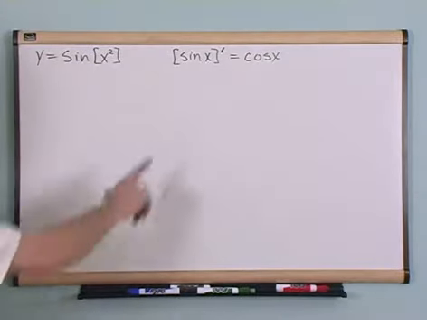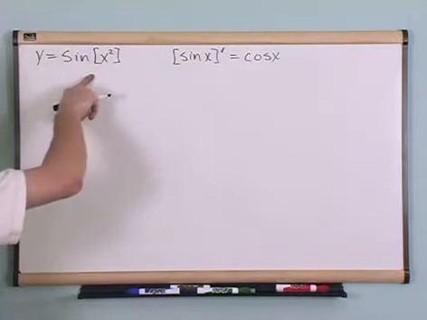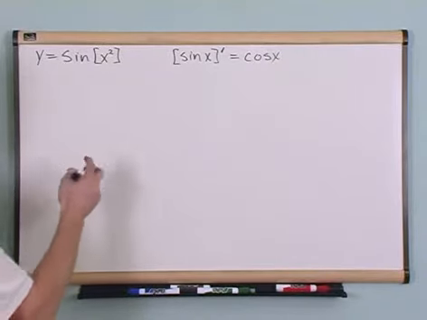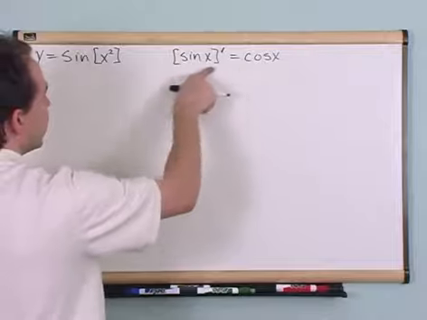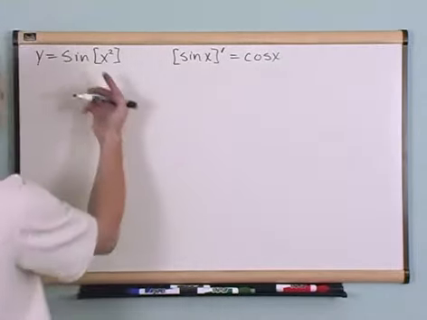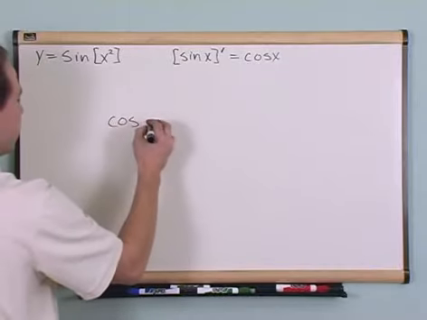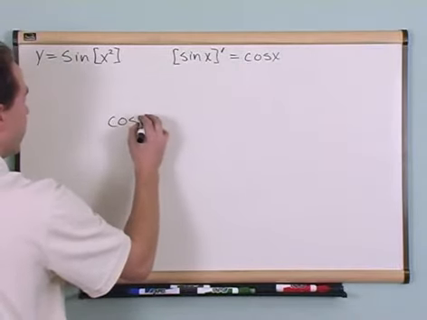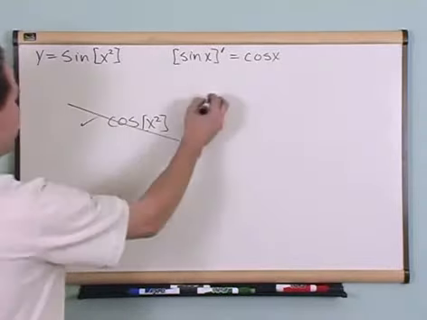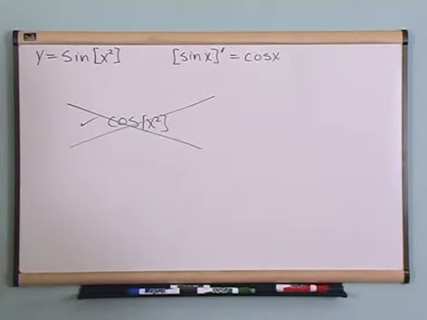But this is not the same thing as this. You can't just sit here and say, this is the trap. You've got to make sure you don't fall into the trap. You can't look at this and say, well, since the derivative of sine is cosine, then the derivative of sine x squared is just cosine x squared, like this. That's it. That's the derivative. No. Absolutely wrong. You cannot do that.